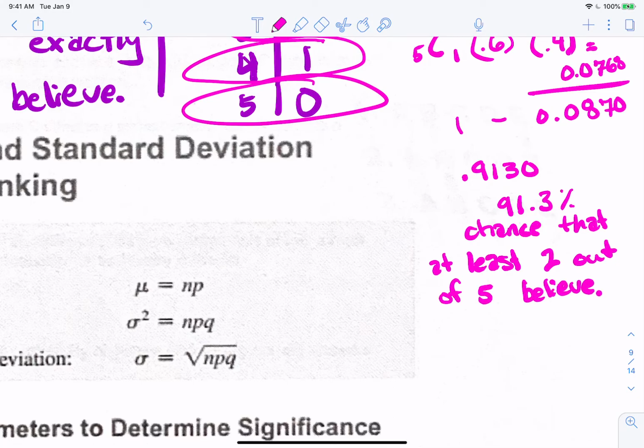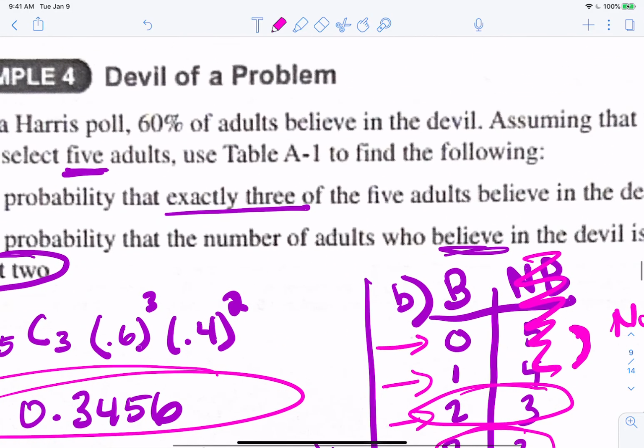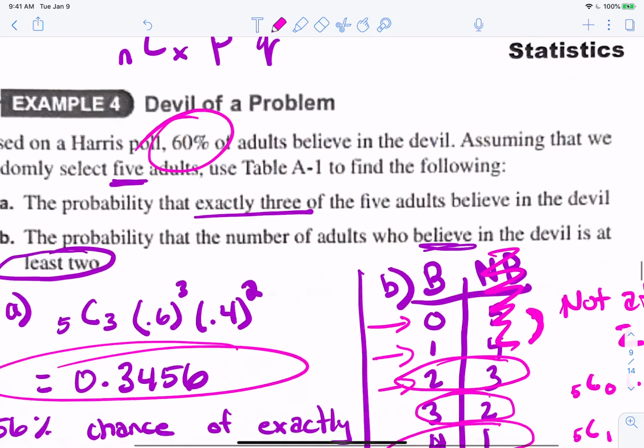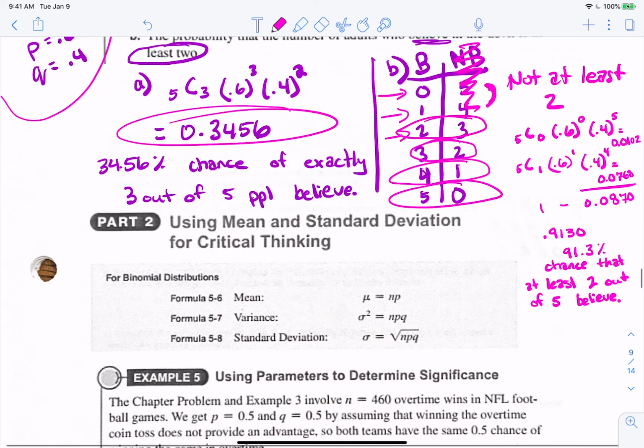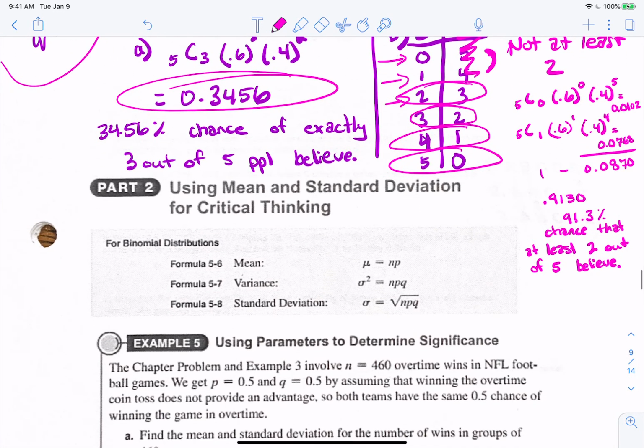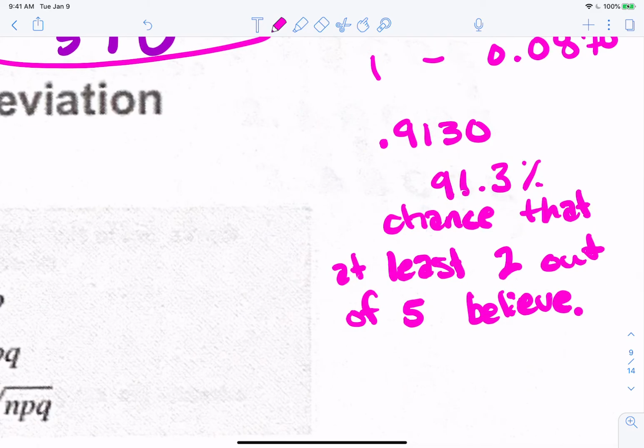Does that make sense? If I have a room full of 5 people, I have a 91% chance that at least 2 of them believe in the devil. That's a pretty high probability, because 60% is a pretty high chance of believing in the first place. Any one of them has a 60% chance of believing, so there's a pretty high chance I'm going to get at least 2 out of 5.